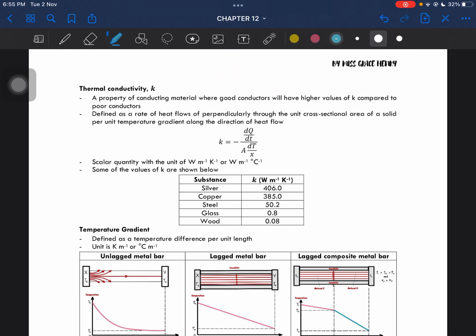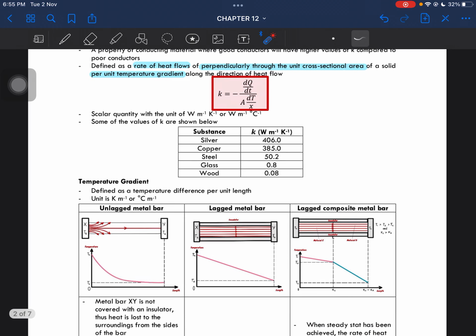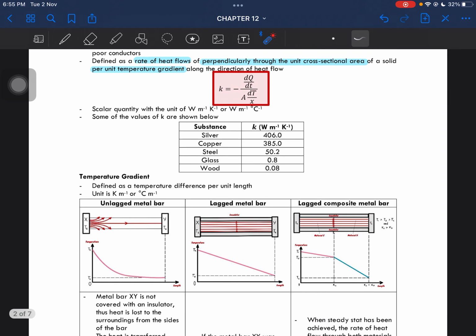Okay, so it is defined as the rate of heat flow perpendicularly through the unit cross-sectional area of a solid per unit temperature gradient along the direction of heat flow. Okay, so mathematically it can be written as shown here. So it is a scalar quantity with the unit of watt per meter per Kelvin or watt per meter per degree Celsius.